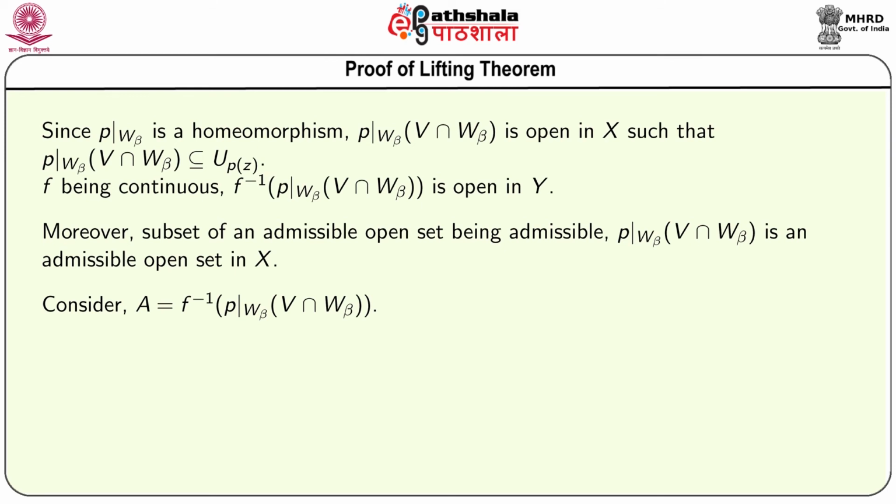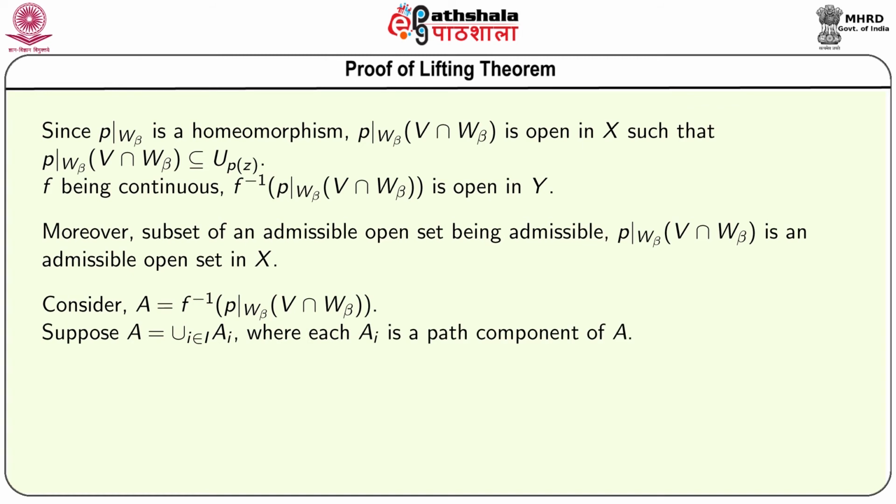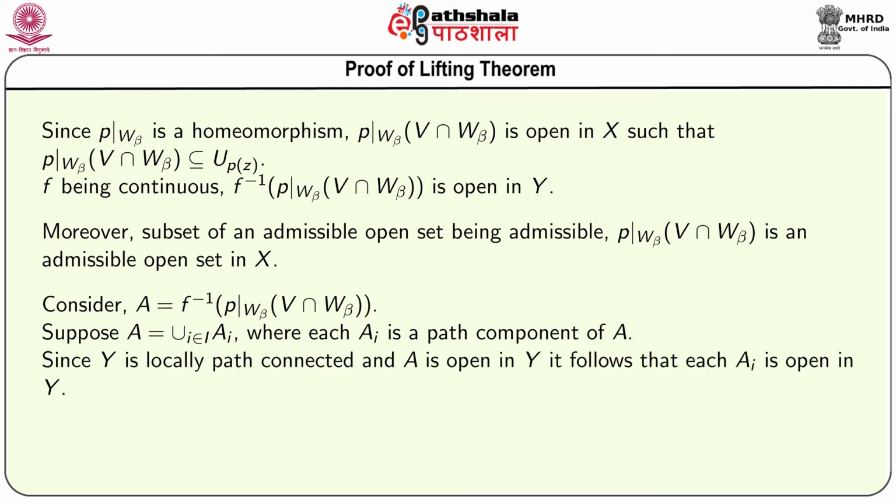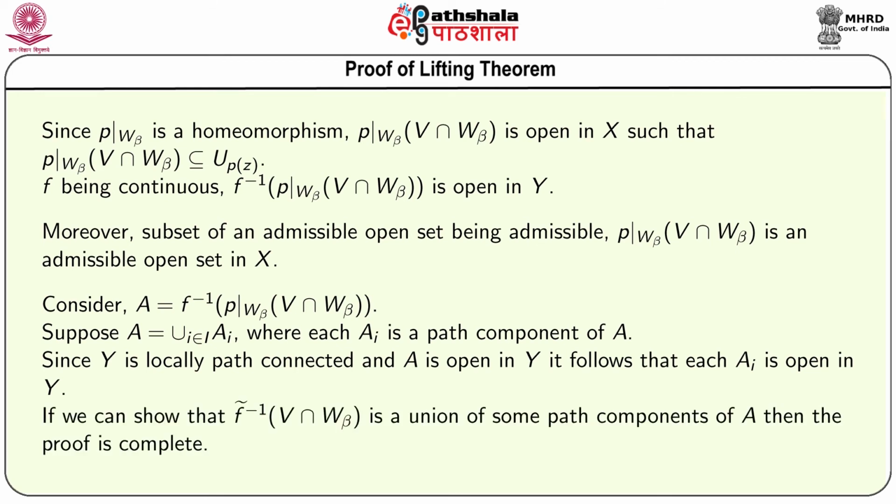Consider the set A as F inverse of P restricted to W beta of V intersection W beta, and suppose A is equal to the union of A I, where each A I is a path component of A. Since Y is locally path connected and A is open in Y, it follows that each A I is open in Y. If we can show that F tilde inverse of V intersection W beta is a union of some path components of A, then the proof is complete.